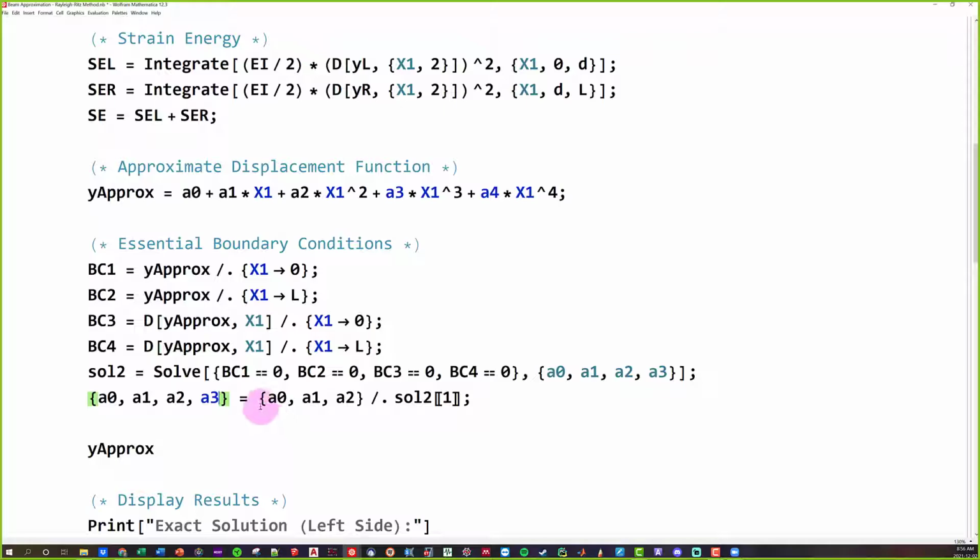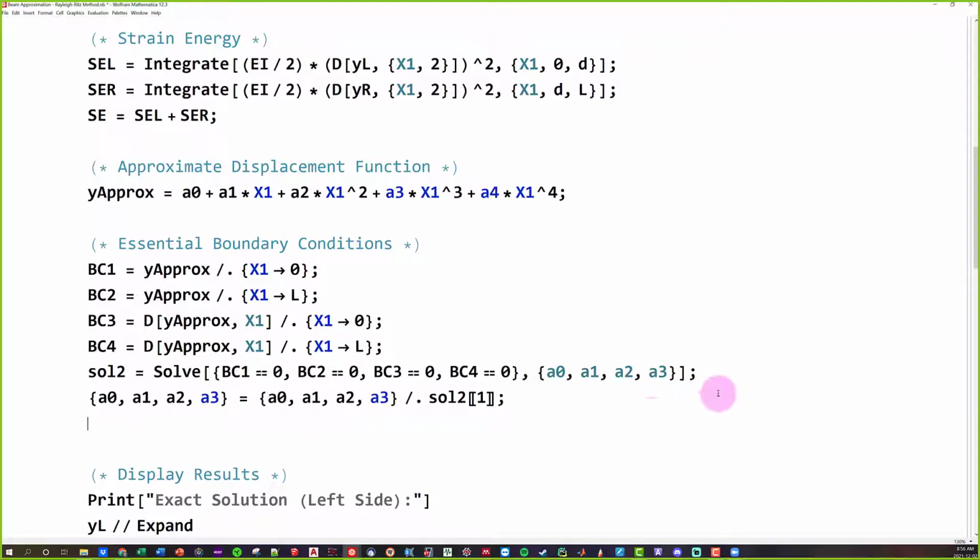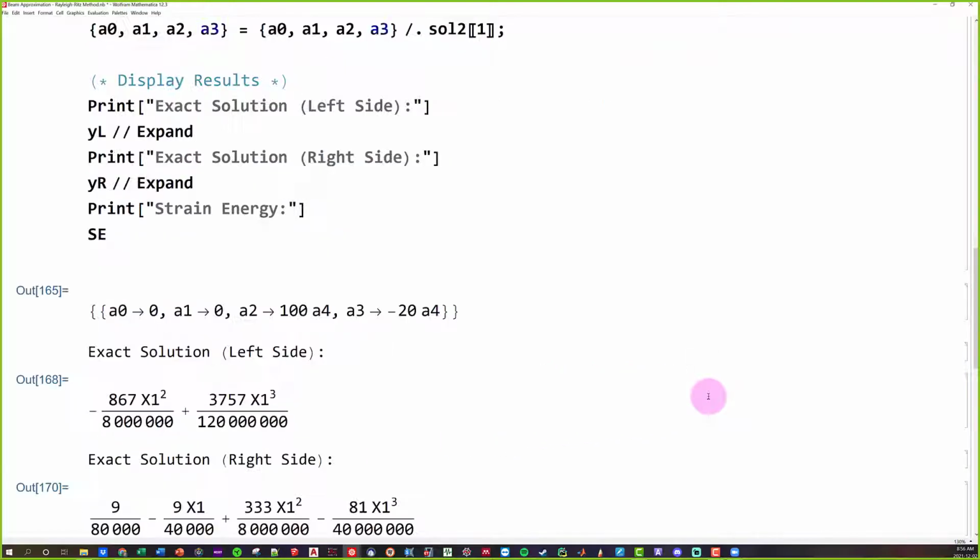And then we can store them. So we're going to have a3 here, and we are going to have a3 here. So I'm going to actually delete this really quick, and I'm going to unsuppress this. We're going to run it. And as we can see, by incorporating the essential boundary conditions, we know that a0 is 0, we know that a1 is 0, and a2 as well as a3 can be a function of a4.